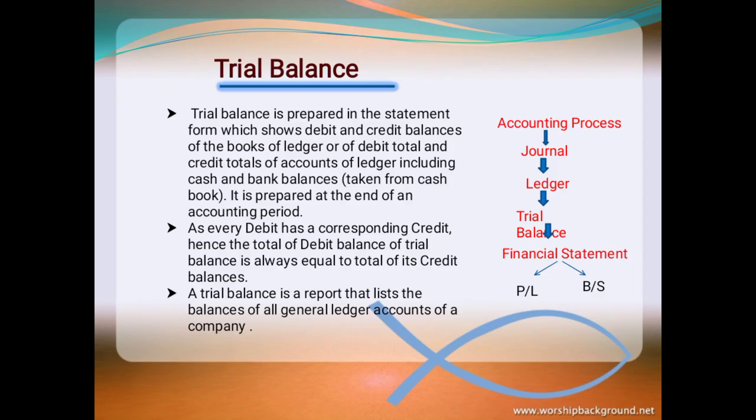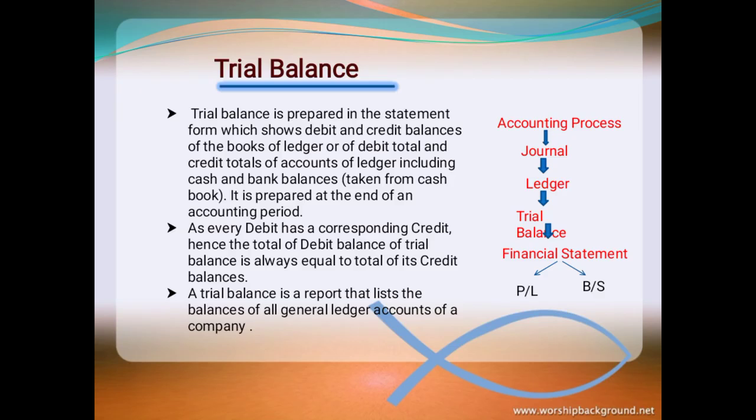What is trial balance? Trial balance is prepared in statement form which shows the debit and credit balances of books of ledger, or the debit total and credit total of accounts of ledger, including cash and bank balances taken from the cash book. It is prepared at the end of the accounting period. So the trial balance basically consists of the debit and credit balances of books of ledger.